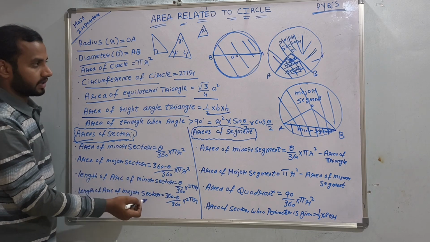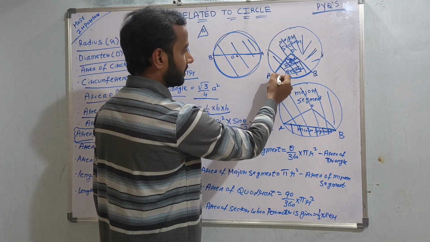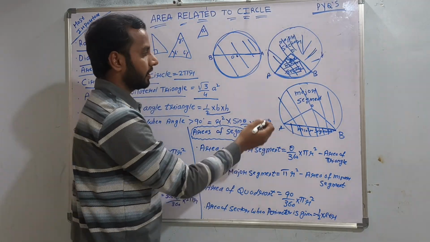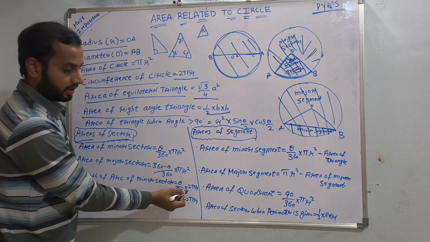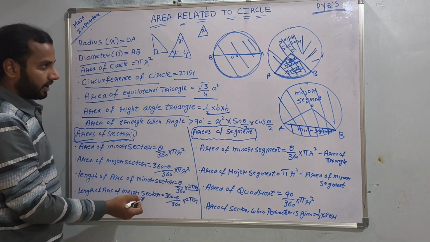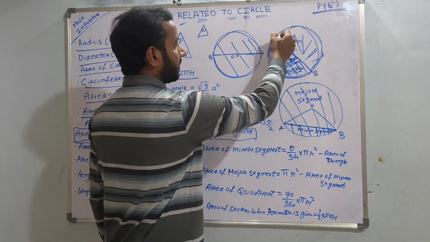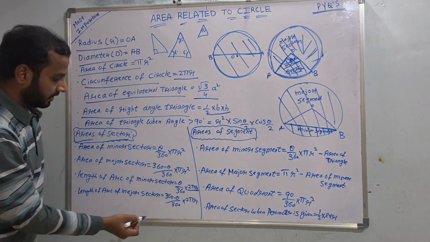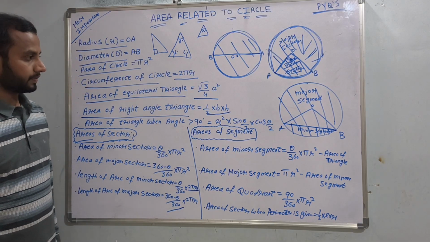Length of arc of minor sector. From A to B, this arc is known as the minor arc. To find its length, we use the formula theta by 360 into 2 pi r. To find the length of the major arc, we use the formula 360 minus theta by 360 into 2 pi r.